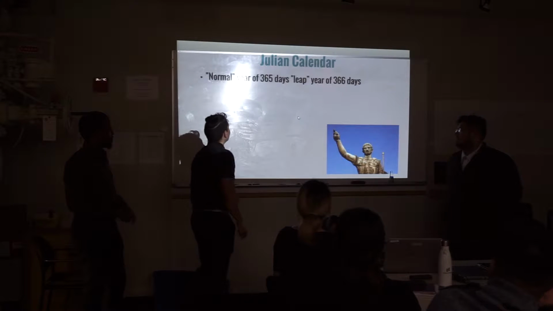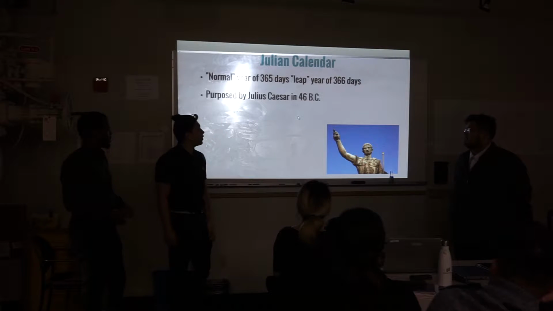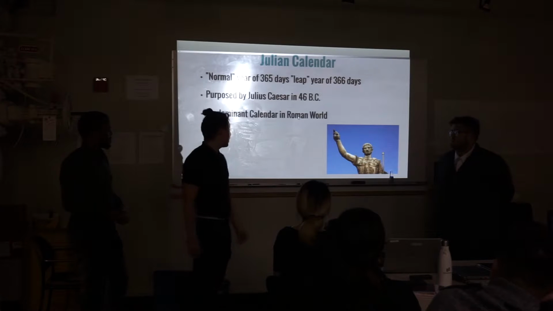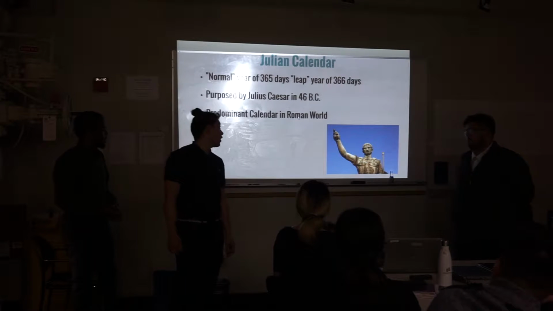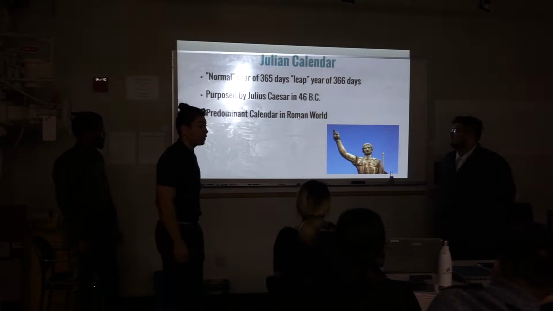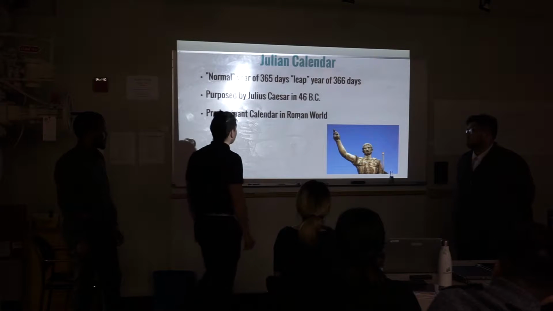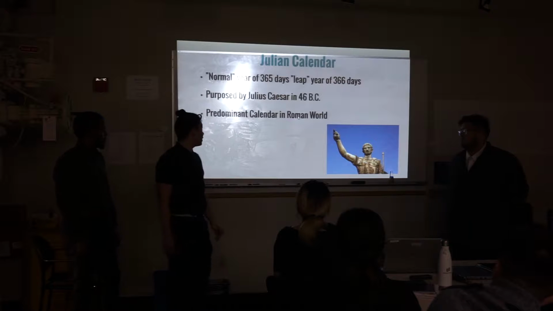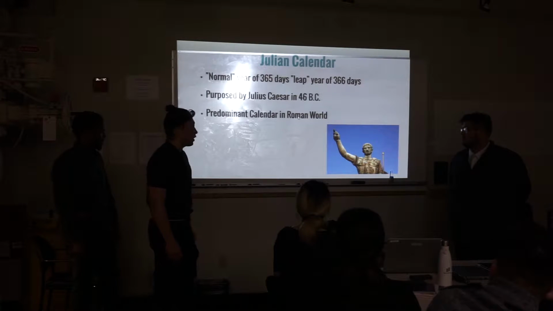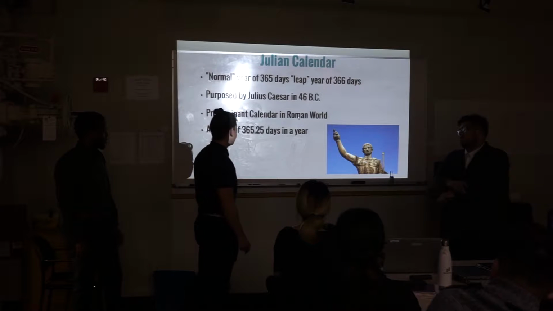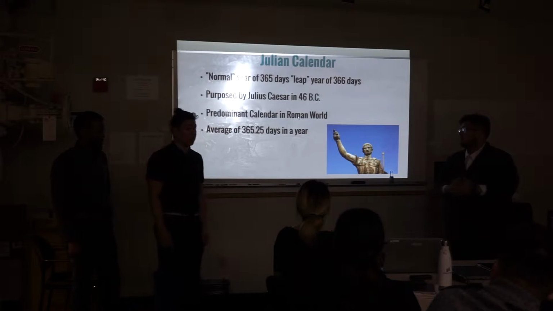And he made what is called the Julian calendar, and the Julian calendar is very similar to the calendar we use today. It consisted of 365 days in a year, with a leap year every 4 years of 366 days. It was proposed in 46 BC by Julius Caesar, and it became the most predominant calendar in the Roman world and in much of the European world up until the 1500s.